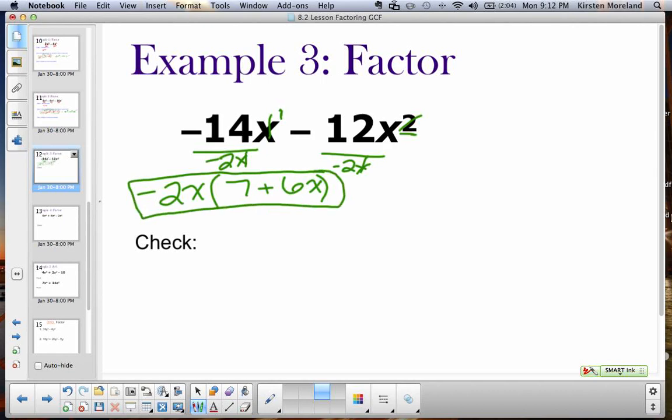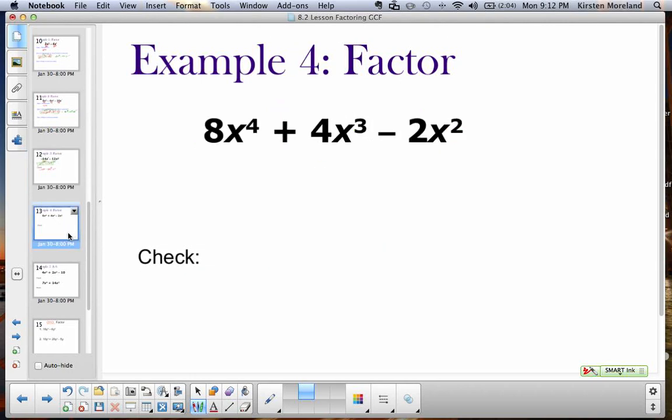Now remember, you should always check, so if you multiply, negative 2x times 7 is negative 14x, and negative 2x times 6 is negative 12x. And I have two x's, so I get my x squared. I've checked my answer, I'm done.